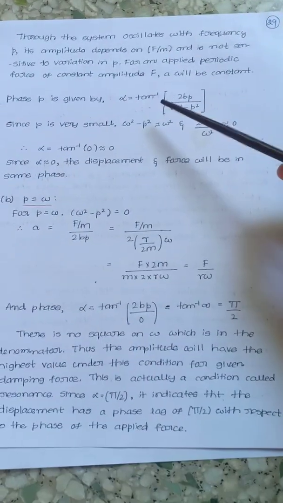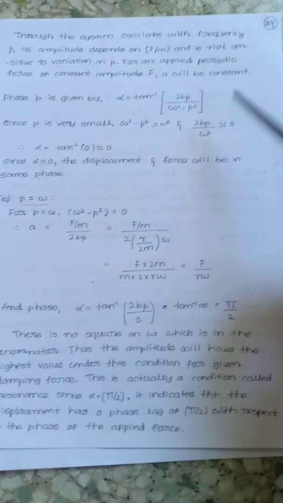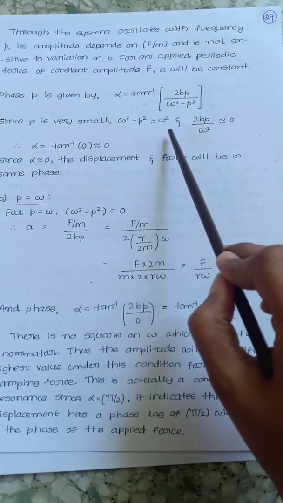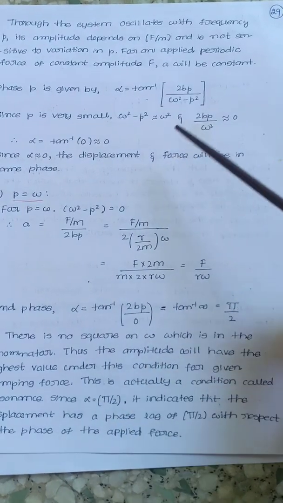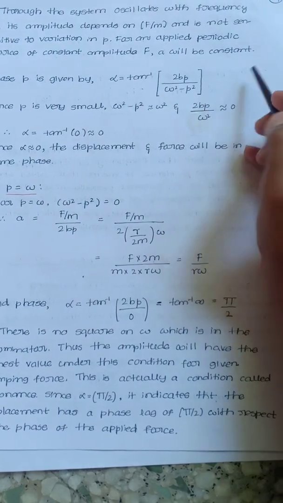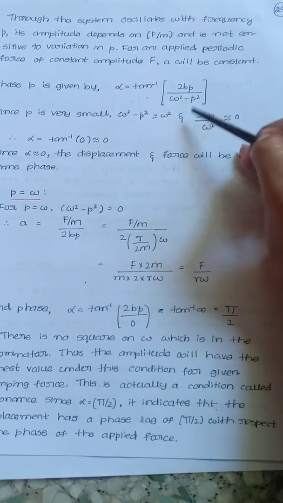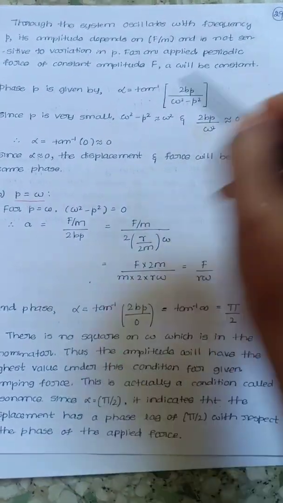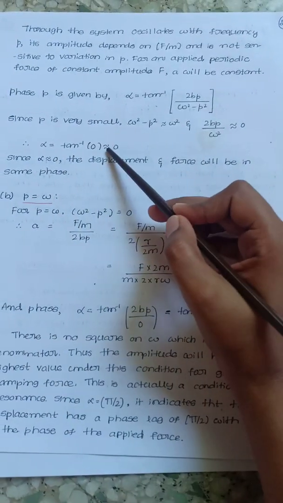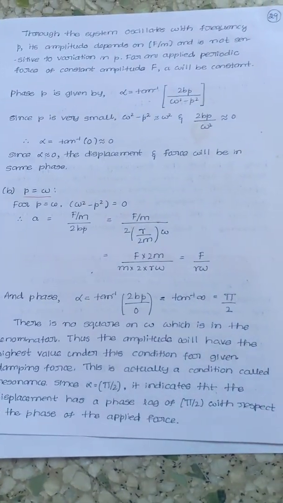Now consider the phase, given by the equation alpha is equal to tan inverse of 2bP divided by omega square minus P square. Here P is very small and omega square minus P square is approximately equal to omega square, as I already told you. So this part will be omega square and 2bP will be 0. That means this whole part will be 0. Therefore alpha is tan inverse of 0, approximately equal to 0. That means the displacement and force will be in the same phase.